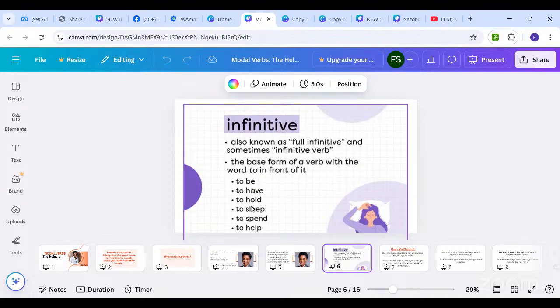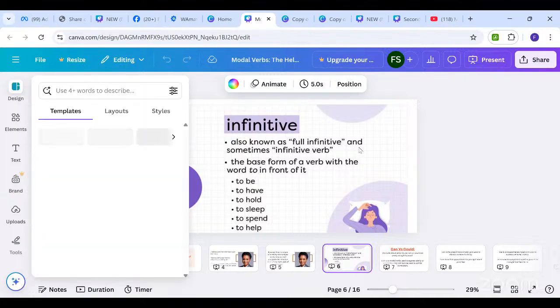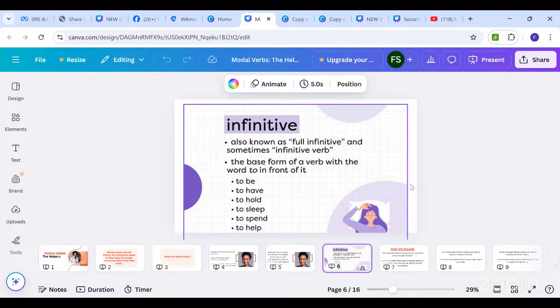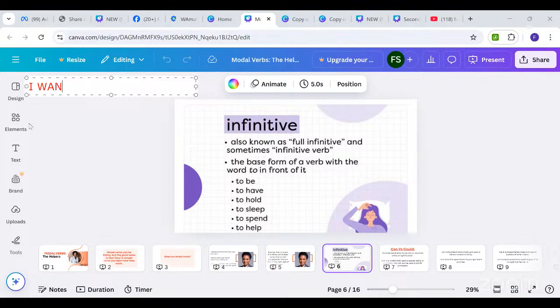So there are some verbs that when we add to at the beginning, they change from just being a verb. We can use them as a noun. They can act as an adjective or they can act as an adverb. Those are the kind of verbs we call infinitives. So for example, I can have a sentence such as, I want to go home. Let me write out the sentence. I want to go home.